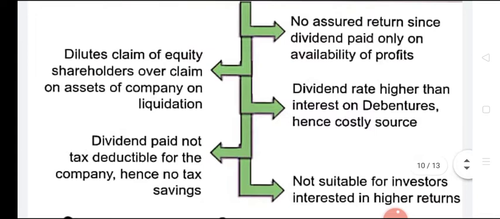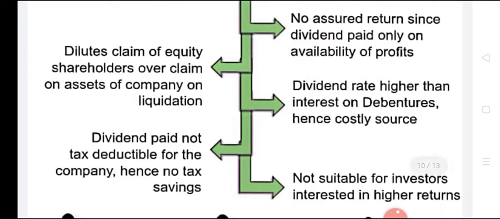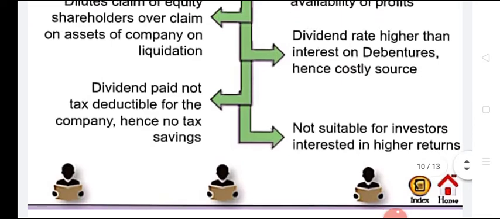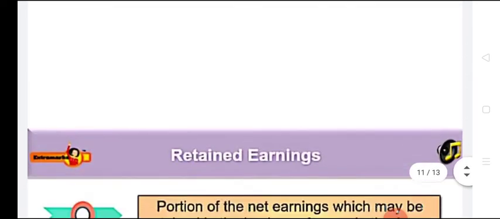So debenture is a form of a loan, but preference share is a form of ownership right provided to the purchasers. Therefore dividend is a part of profit which is divided among the shareholders. This dividend is paid to the preference shareholders, and the rate of dividend is higher than the rate on debentures. Debentures we will discuss later on. Dividend paid is not tax deductible for the company, because this is paid out of the profits of the company. So there are no tax savings here, and this is not suitable for investors who are interested in higher returns.